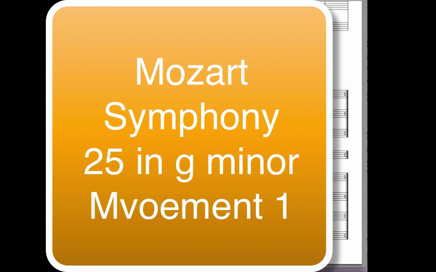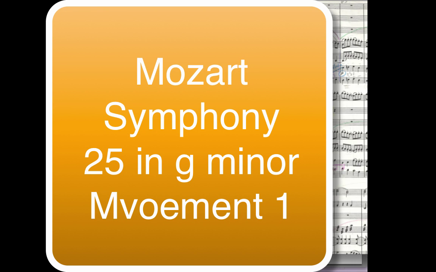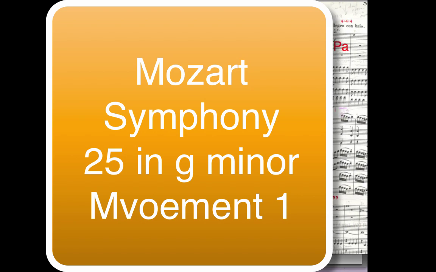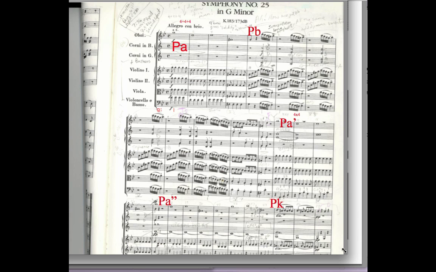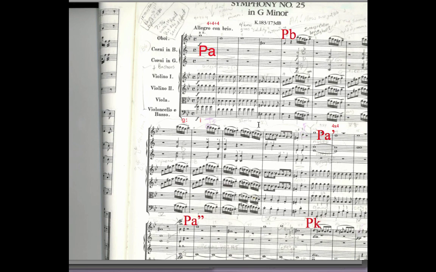Let's look at one other example, and that is from Mozart Symphony 25. In this example, Mozart leaves out the transition theme. So if you haven't heard this piece, you should definitely YouTube it. It's used in the movie Amadeus, and it's a really exciting piece, Mozart Symphony 25.